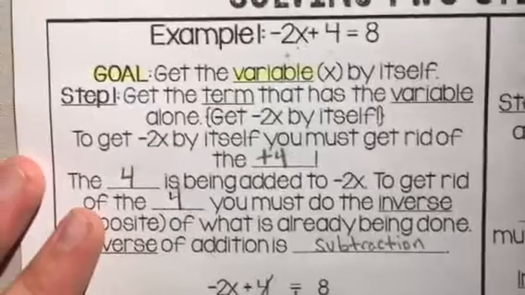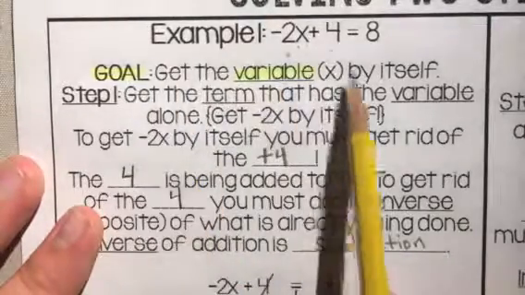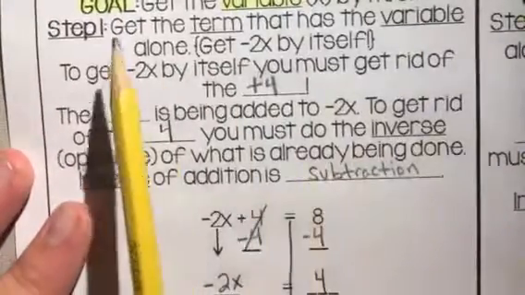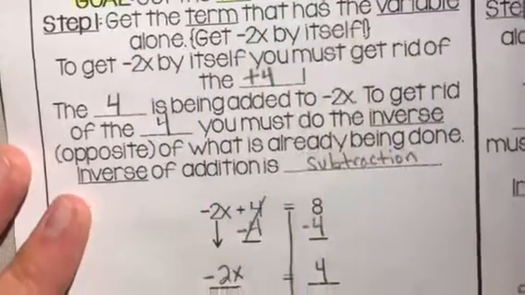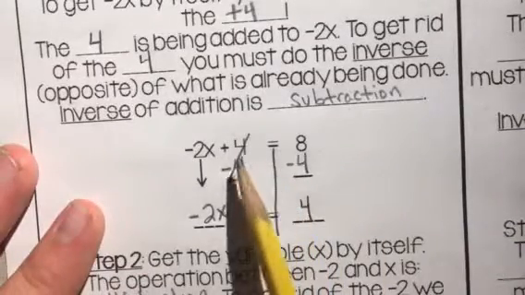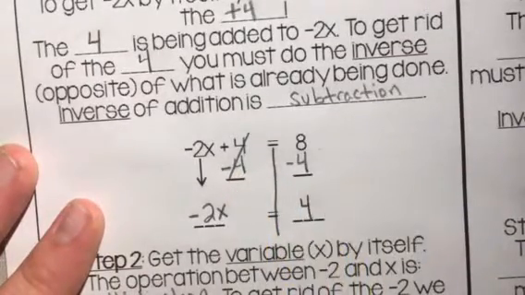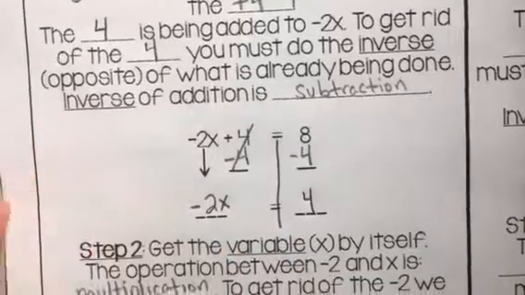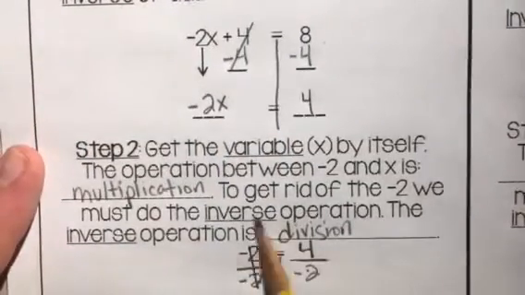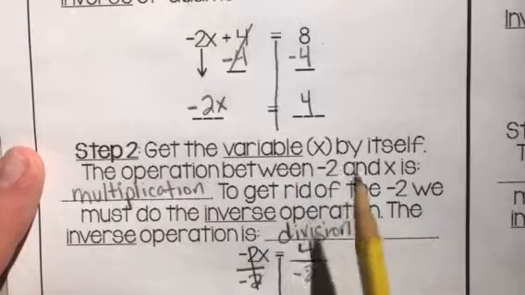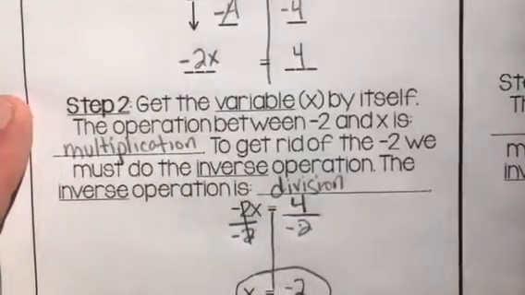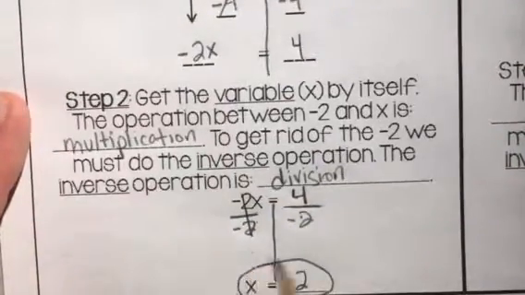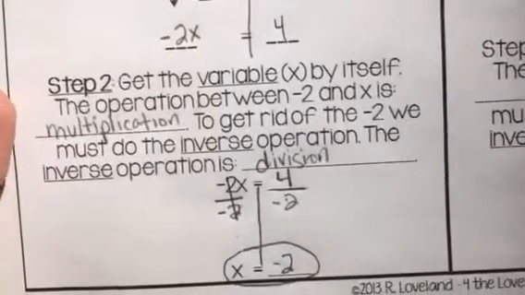Our goal when solving any equation is to get the variable x by itself. We did that by getting the term that has the variable alone, in this case negative 2x, by doing the inverse operation of plus 4, which is minus 4 to both sides, which gave me negative 2x equals 4. Then my second step was to get the variable by itself. I knew negative 2x meant negative 2 times x, so to get that by itself, I have to divide by negative 2 to both sides. And that got me x equals 2.